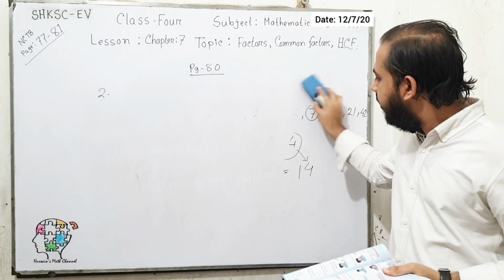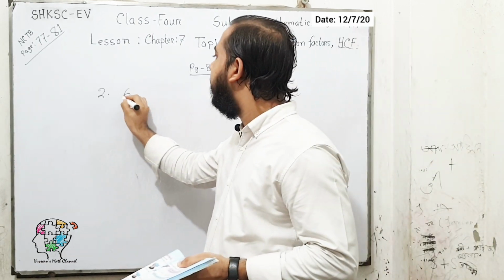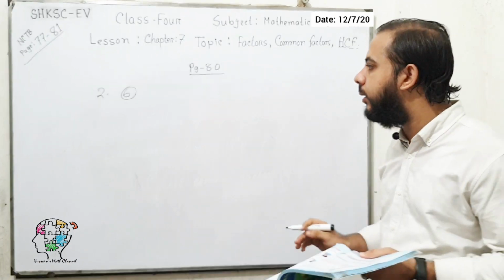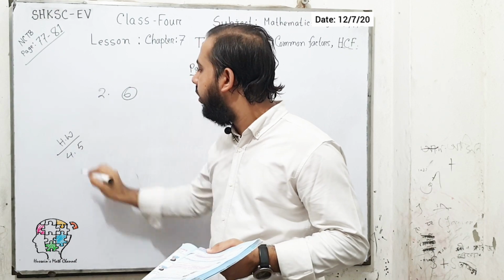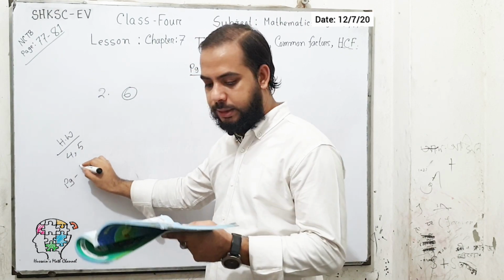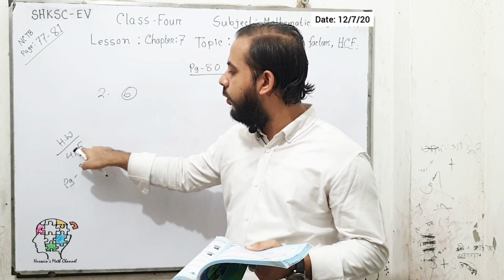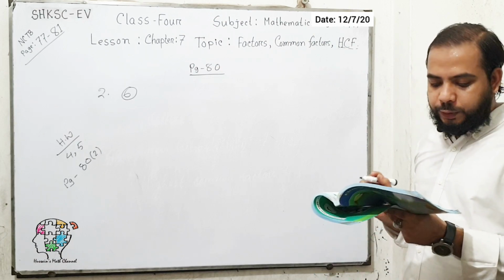Now we move on to our next question. Question number 6, the last one. All right. 4 and 5 will be your homework. Page 80, math number 2, 4 and 5 will be your homework. So, question number 6.